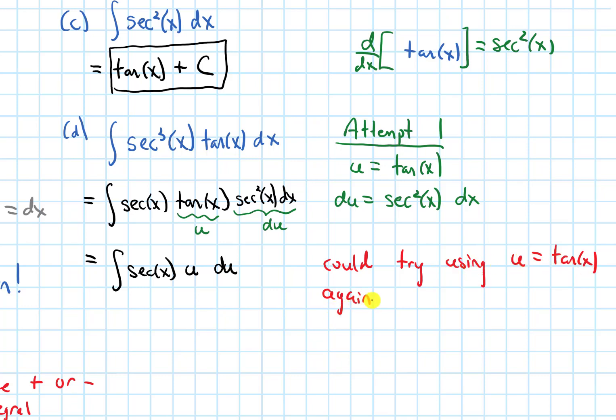Again, I can't use it right now directly because we have secant. So somehow I would need a way to rewrite the secant in terms of tangent. And there is a way to do that if I use a trig identity. But maybe there's just a better way. Maybe there's a better u-sub that would let me avoid any trig identities. Maybe there's a better u-sub.